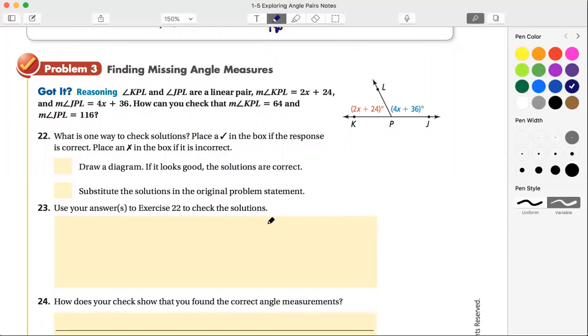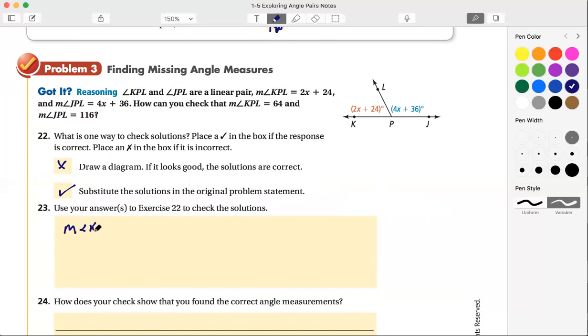So let's do this here. We have angle KPL and JPL are a linear pair. We give the measurements of both of these angles. How can I check if these measurements are correct? What is one way to check the solutions? Place a check if the response is correct. Draw a new diagram. If it looks good, solution is correct. No, pictures never are a satisfactory way to prove anything in geometry class. How about substitute the solutions into the original problem statement? Yep, that would work. Okay, so let's check it.